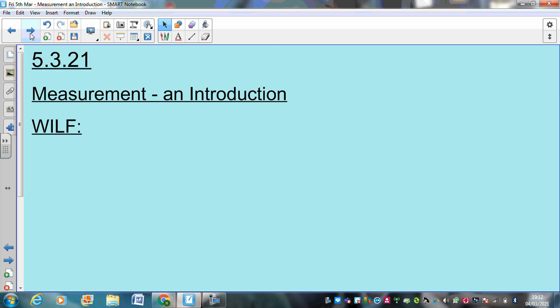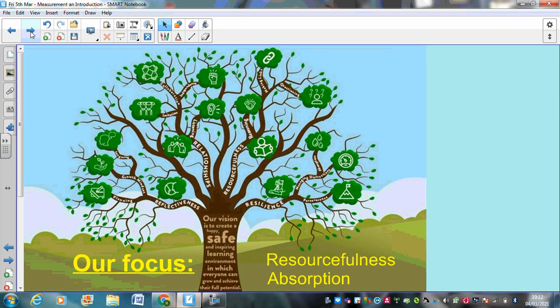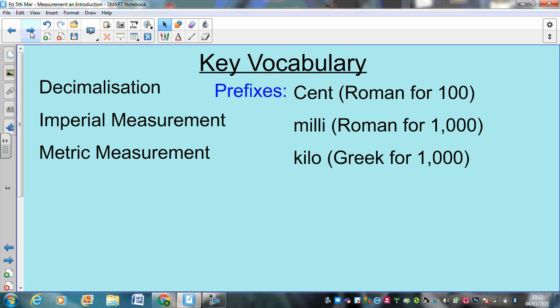This is just going to be an introduction to measurement or units of measure. And whatever WILF you decide, you'll know at the end depending on what tasks you undertake. You're going to need to be resourceful today, and I hope you're going to absorb some of the information I'm going to give you at the beginning of this lesson. Key vocabulary today, we're going to talk about decimalisation, imperial measurement, and metric measurement.